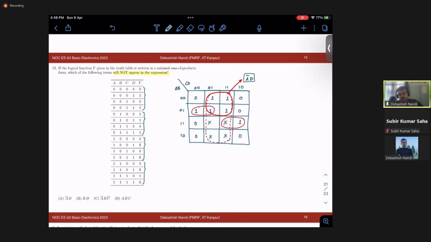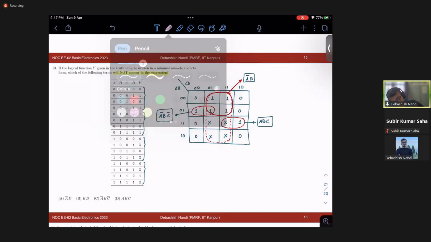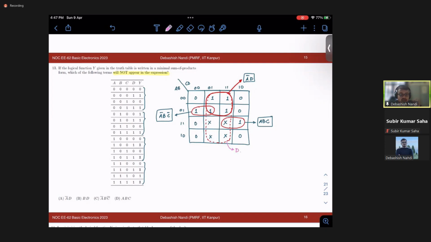What does this term contribute? This is AB, and what is the common? C. And what does this term contribute? This one is nothing but A bar B, and here the common is C bar. And what was the other possibility of this term? There will be nothing like this, just simply D. So these are the possible sum of products, or the min terms, you will be having.